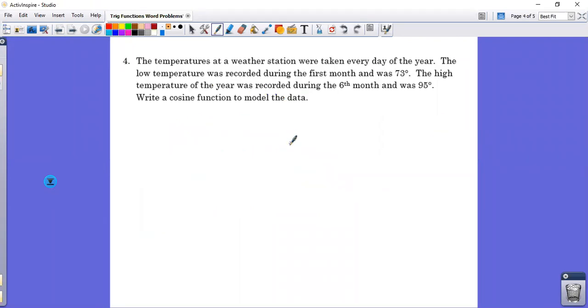Okay, so 2 other ones. Most of them will have that function in there, so just answer the question based on the function. There are 2 types of problems where they want you to write the function.